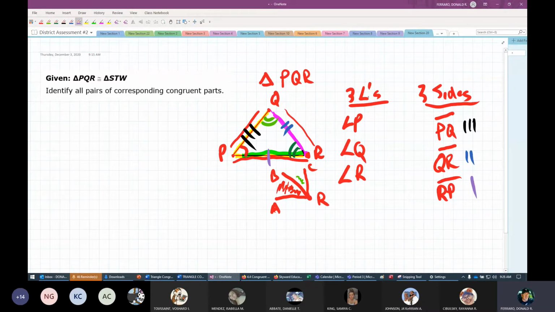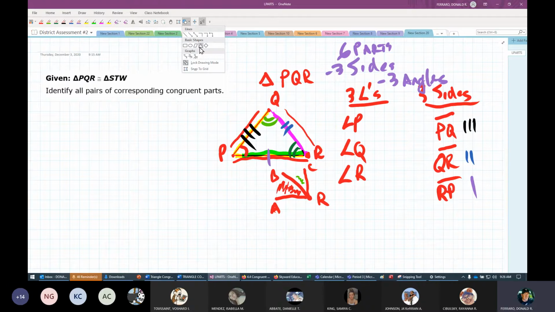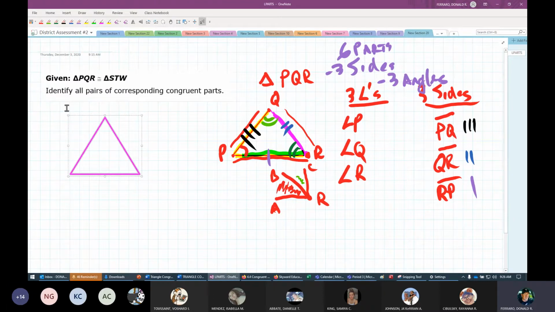So in any triangle, we've got six parts, which consist of three sides and three angles. When we're comparing triangles, in order for them to be congruent, we have to have both the corresponding sides and the corresponding angles match. The angles have to be the same measurement in degrees, and the sides have to have the same length.